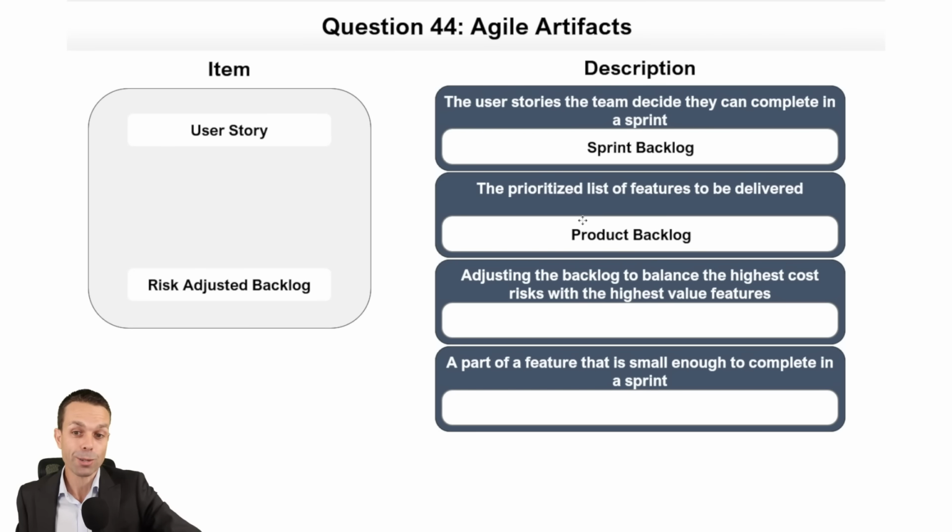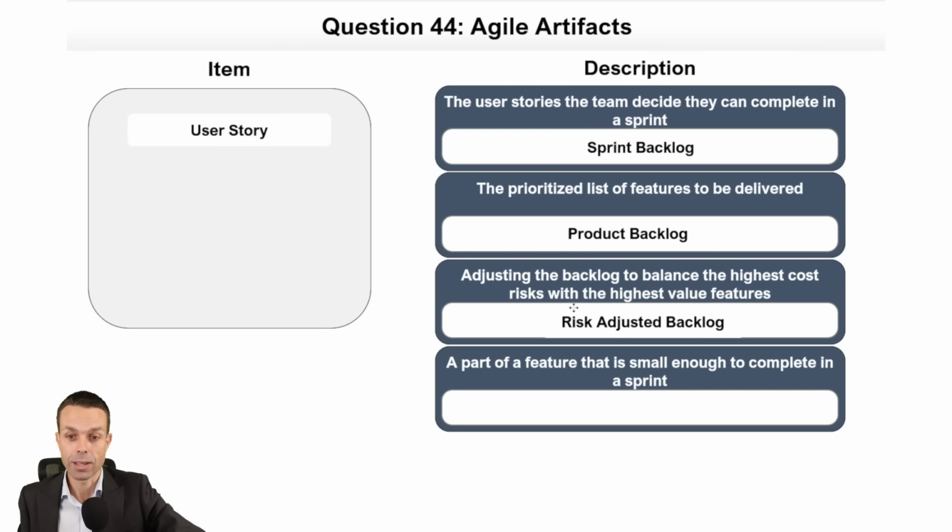And who owns the product backlog? Can you tell me? It is the product owner, exactly right. And adjusting the backlog to balance the highest cost risks with the highest value features. Risks versus features, we have a risk-adjusted backlog. So we're delivering some solutions to risks, but also delivering some value. We're adjusting it for risk.